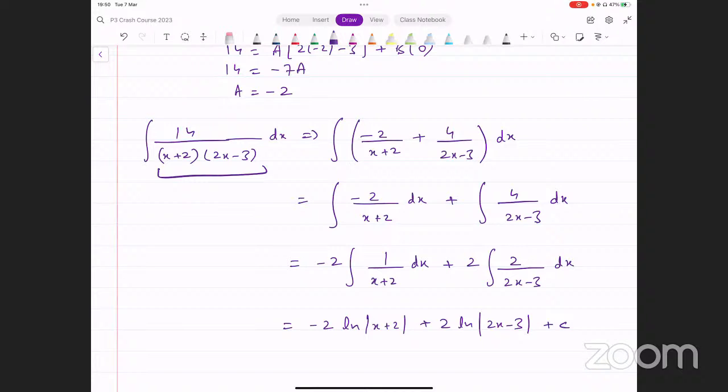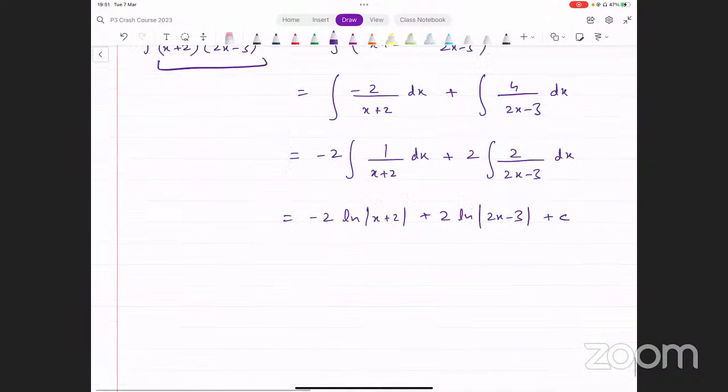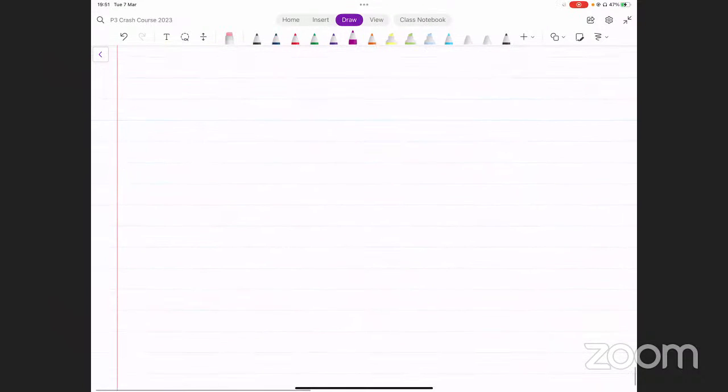That I know the partial fractions for, so we don't have to do that whole process again. Okay, I'll have to give you a minute to try this as well.